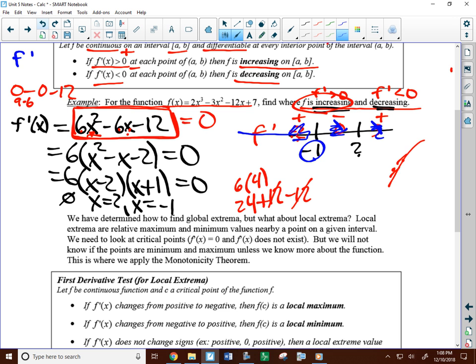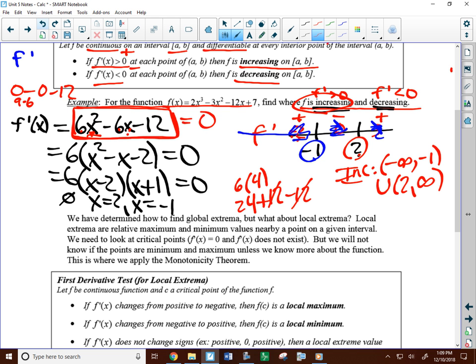We're now ready to write our final answer. F, the function is increasing on the interval where it's positive. Everything to the left of negative 1. So in interval notation, it's negative infinity up to negative 1. Union, because it's positive over here as well. 2 is the starting point up to infinity.